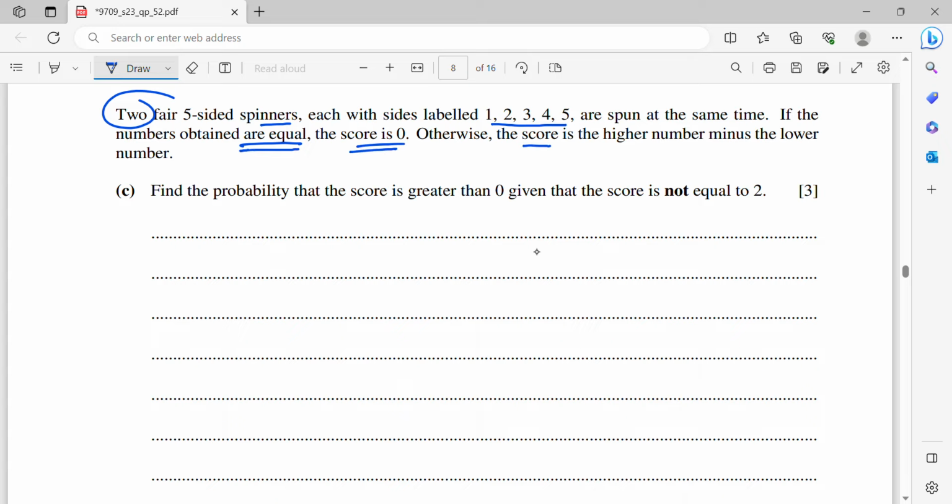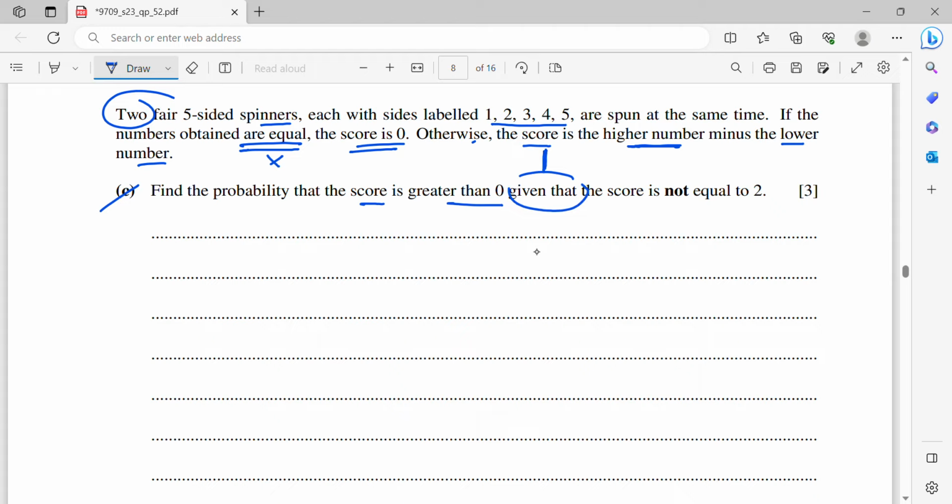Otherwise, the score is the higher number minus the lower number. Okay, so now find the probability that the score is greater than 0. Greater than 0 means you won't get equal. And given that means conditional probability, the score is not equal to 2.